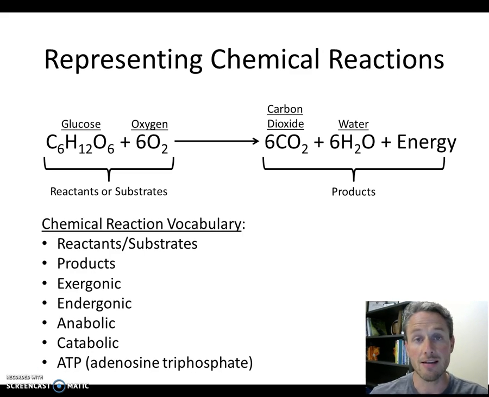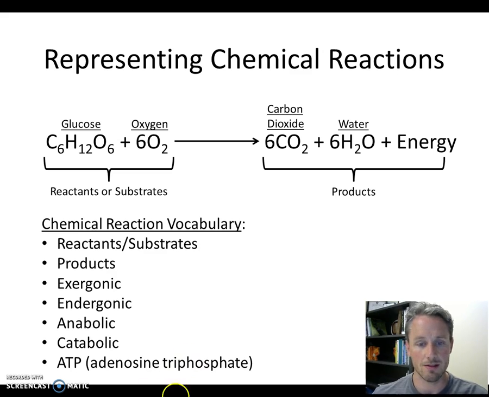I've created a list of the vocabulary I want to make sure we understand before we move on and start to talk about specific chemical reactions and how they work. The list includes reactants or substrates, what we just talked about. Again, the products, what comes out of our chemical reaction. And then we're going to add 5 more terms and think about what they mean.